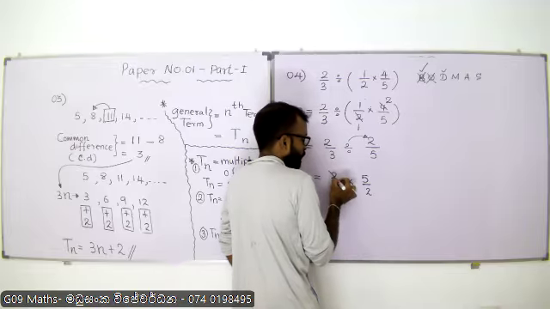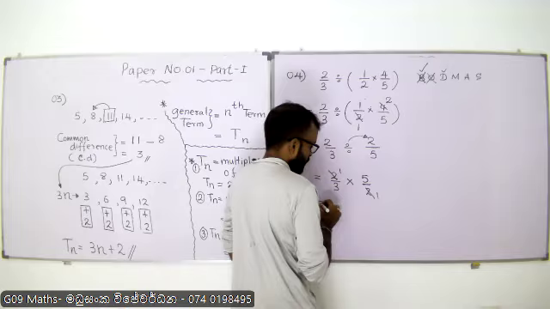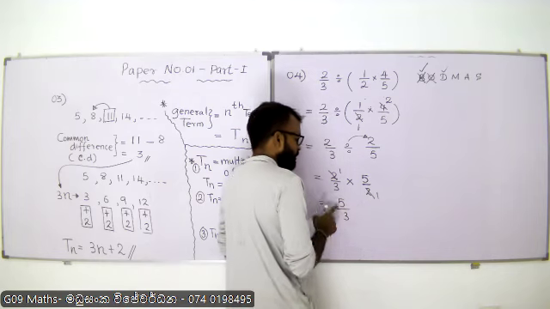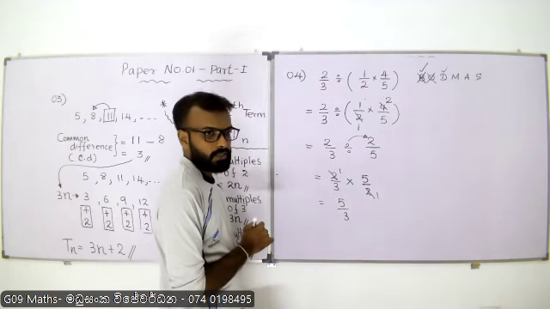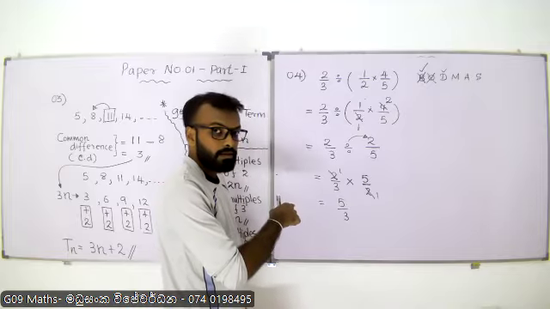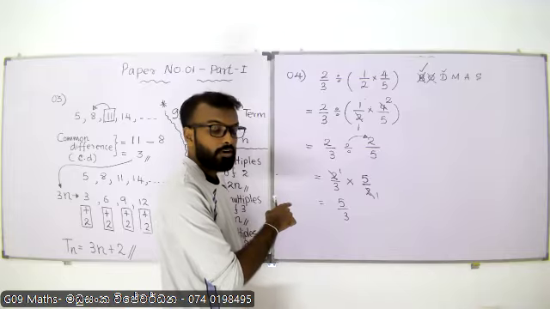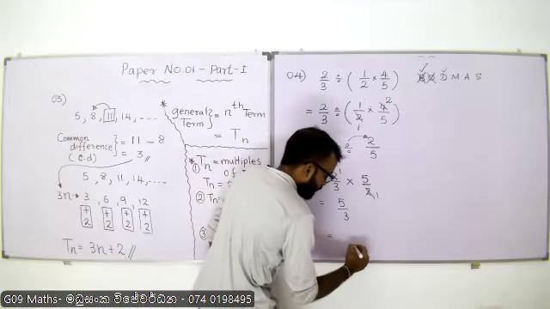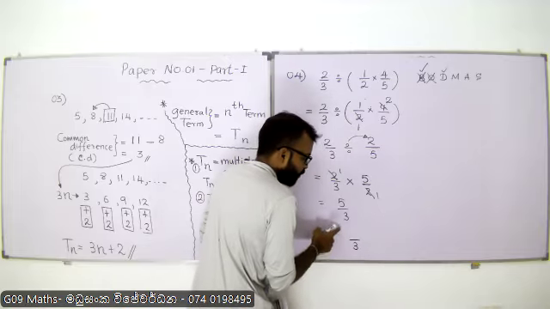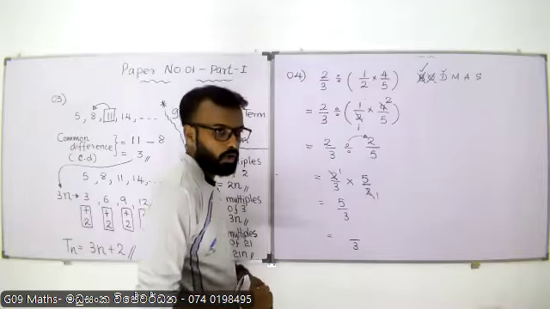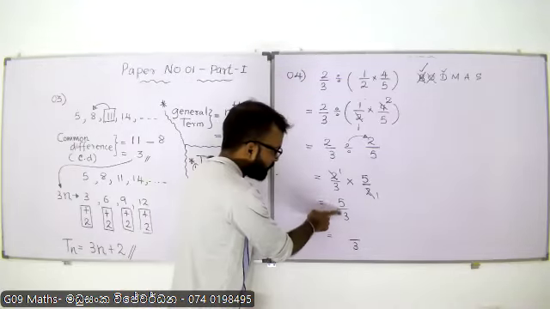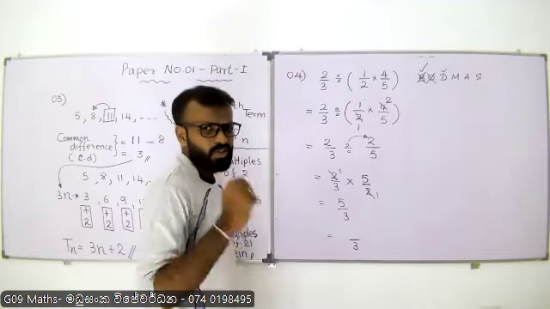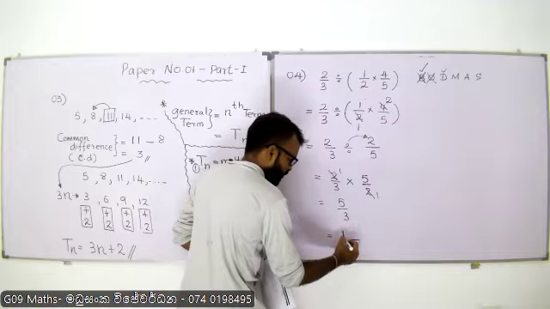And now simplify. 2 times 1, 2 times 1. 1 times 5, 5. 3 times 1, 3. This is an improper fraction, right? Improper fraction. So keep it as a mixed number, right? So denominator is same. How to fill the whole number part? You are going to find out how many 3's are there for 5. There is only one 3, right? Whole number is 1.